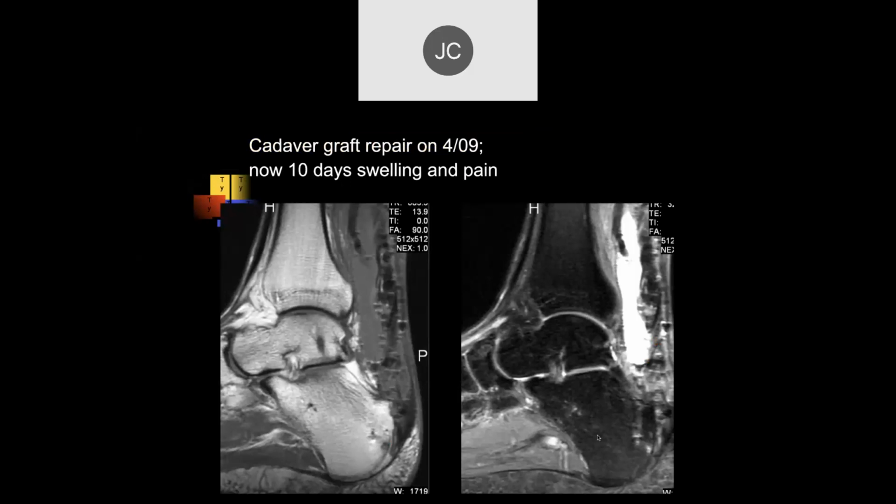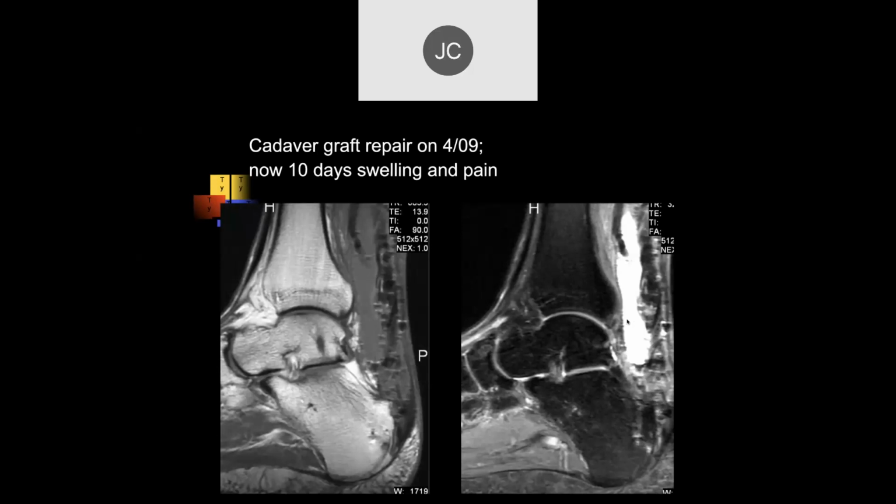Robert, what do you think of this case? All right, so we have a cadaver graft and a repair on 4/9, now 10 days of swelling and pain. I see some metallic artifact, and that graft looks pretty thick and irregular, and there's a fair amount of fluid anteriorly.